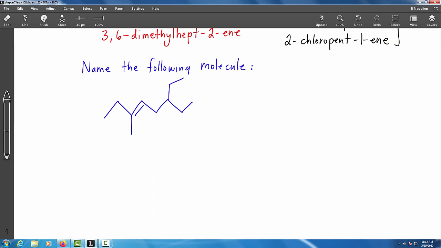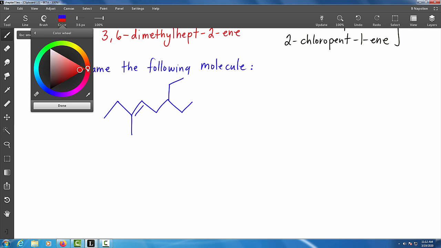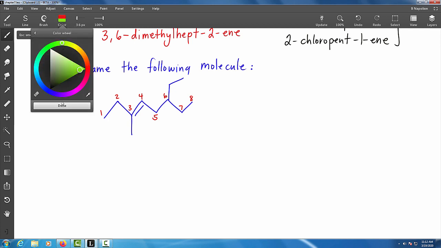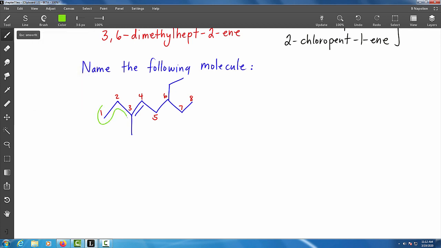All right, one of these good old test questions. So the same rule applies. We don't want to consider the substituents. We want to consider where we get to the double bond that has the lowest number. So 1, 2, 3, 4, 5, 6, 7, 8. Okay, so I could highlight that.